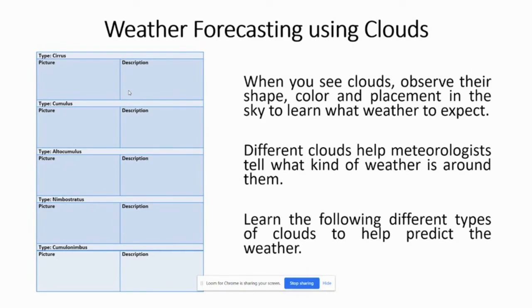Different clouds help meteorologists tell what kind of weather is around them. So in order to do that, you need to go and do your own research. These are some of the main types of clouds. So go and do your own research on Google. You can even go on YouTube, and your research will help you predict the weather by reading the different clouds we have in the sky.